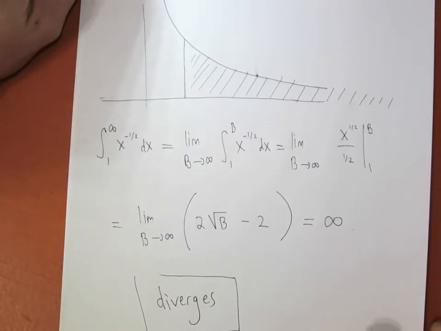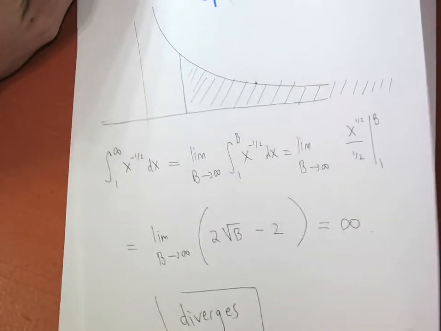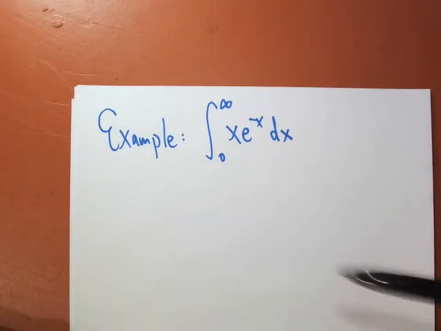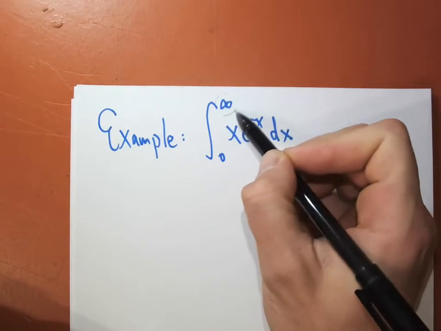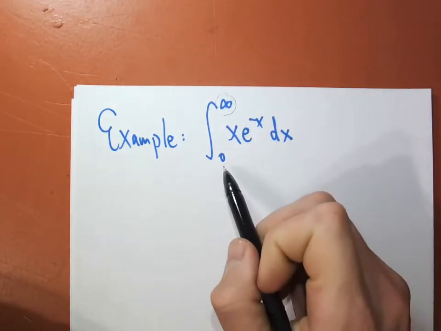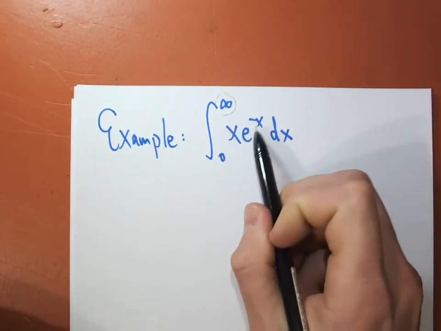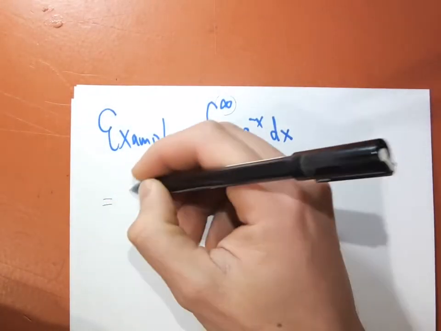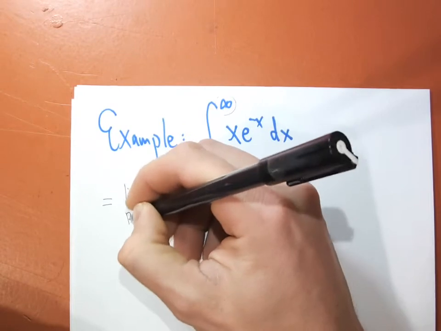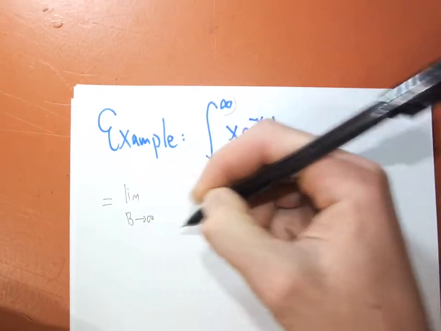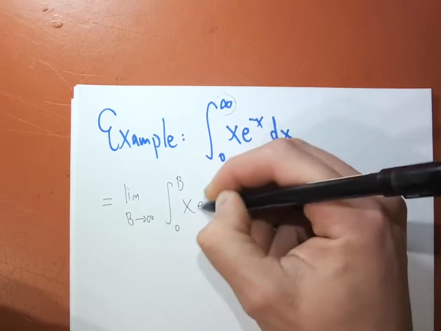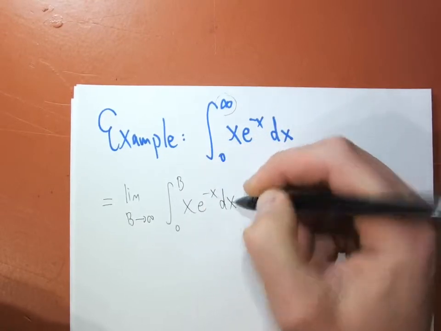Okay, I've got one more example for you, then we're done. Here's an improper integral because we have the infinity here. So we're integrating from 0 to infinity x e to the minus x dx. First step, we always want to replace the infinity with a b or some other letter. Integrate from 0 to b x e to the minus x dx.